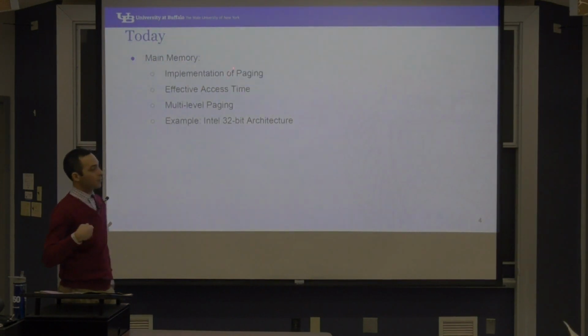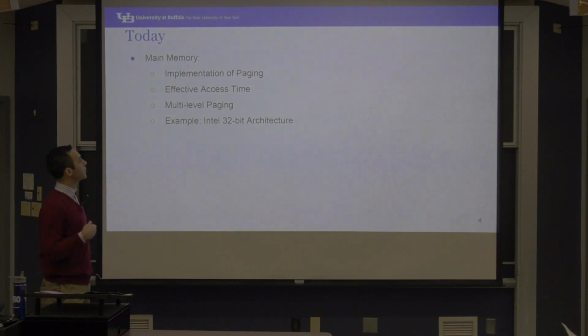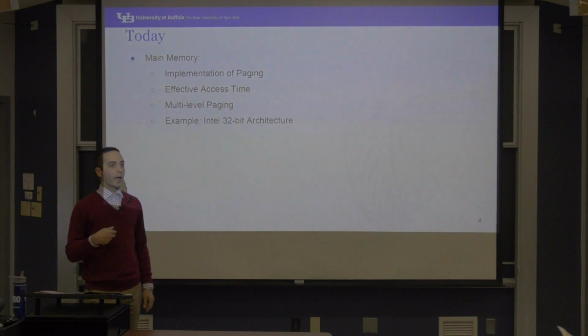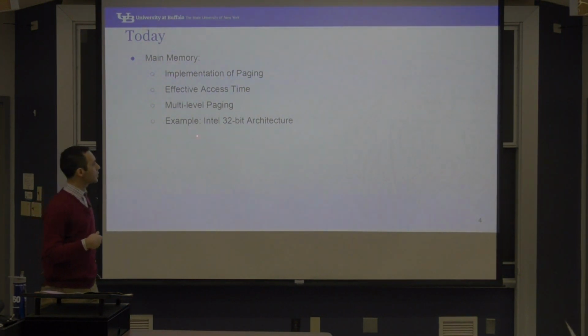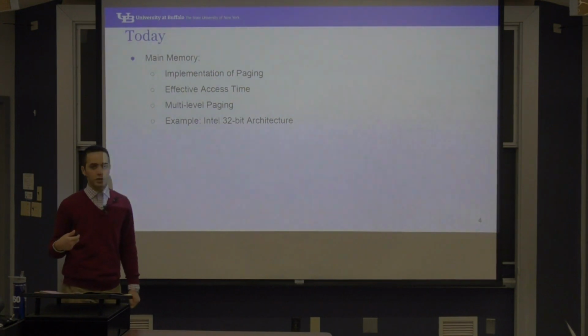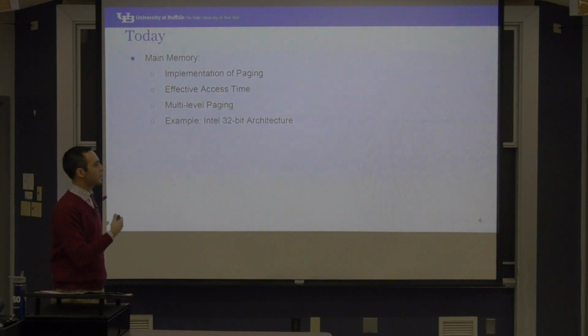So today we're going to talk about the implementation of paging and multiple level paging. We're going to talk about effective access time and how caching is going to help. And we're going to talk a little bit about the Intel architecture, how it implements segmentation and paging.